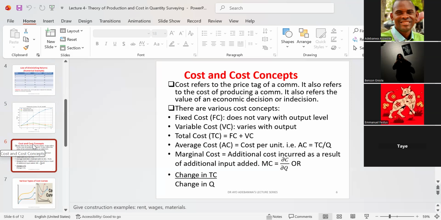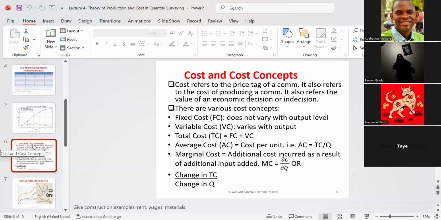What I mean by that is there are times that you decide not to buy a product or you decide to buy a product. If you decide not to buy a product, that is economic indecision. That is called opportunity cost or real cost. When you buy the product, that is your economic decision. So there are various cost concepts. We have a lot of them.